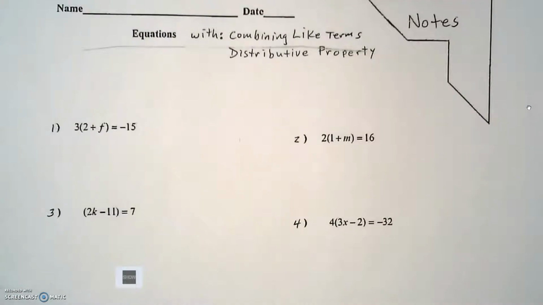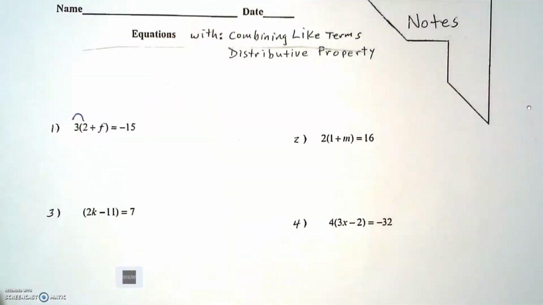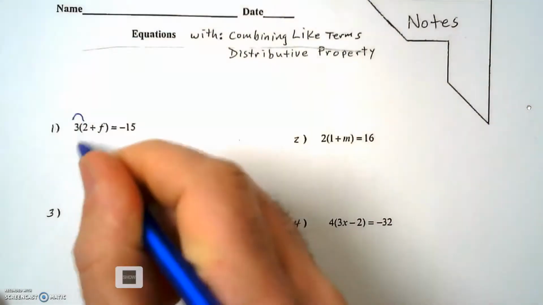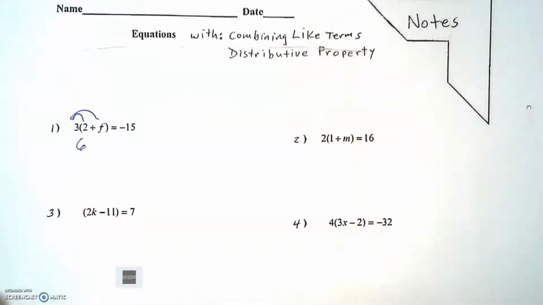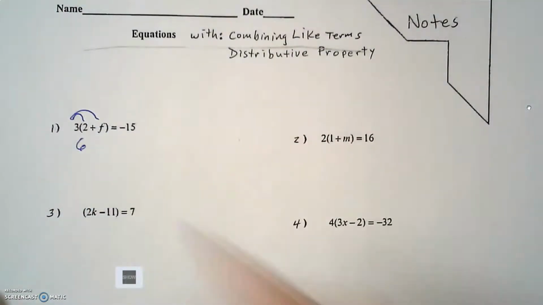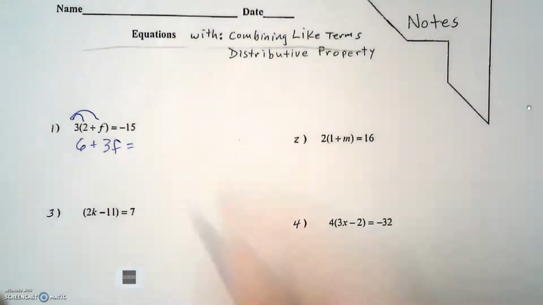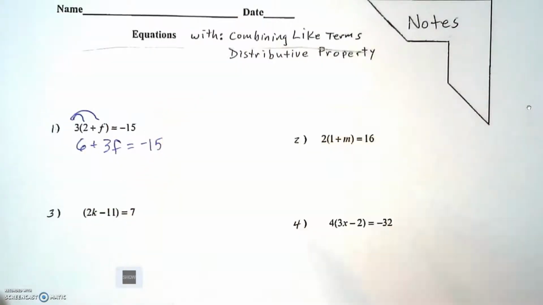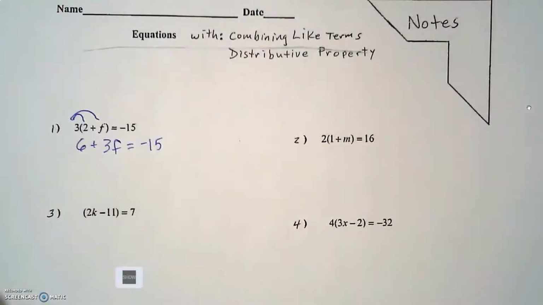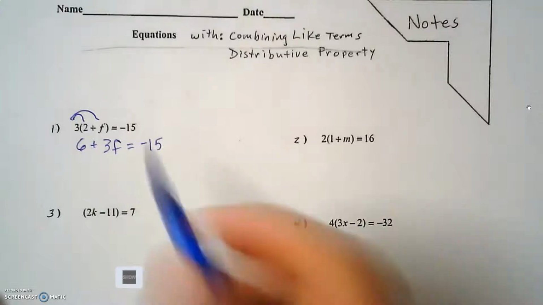You make them go away by multiplying over them. Multiply twice. 3 times 2 is 6. 3 times f is just 3f. And the other side of the equal sign is just a negative 15. Just bring that down. And now look, it's a two-step equation like we've already solved on 2 assignments, right?